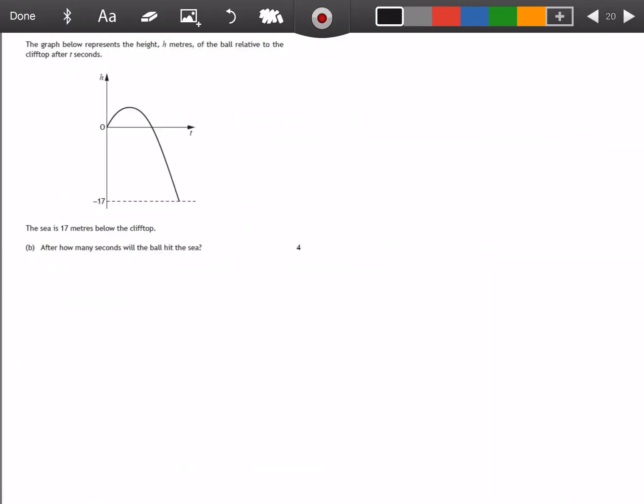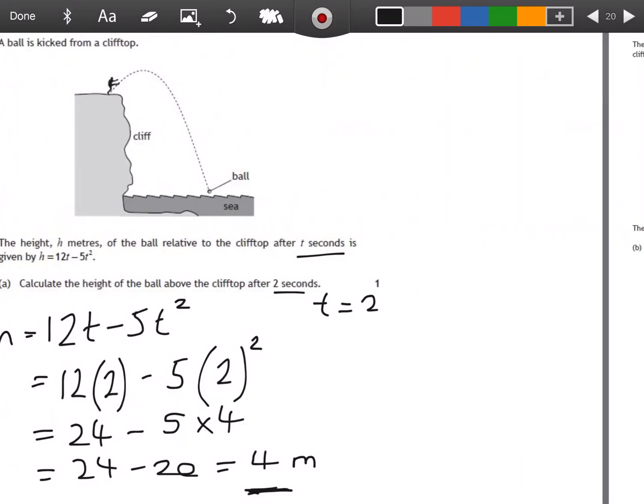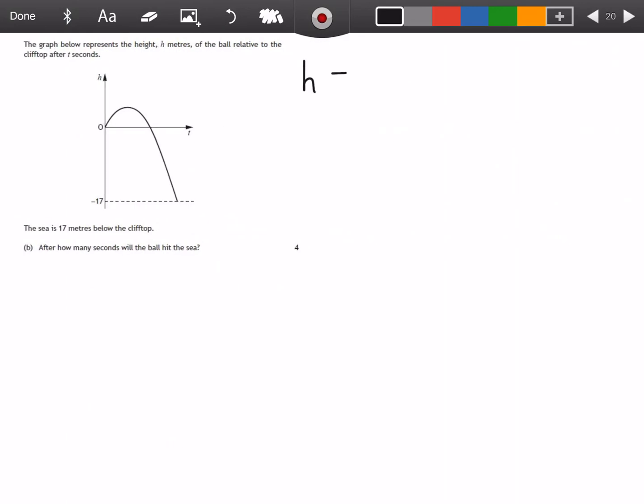Part B. Right, so we've got the graph h after t seconds, right? Okay, it's the same formula, right? Let me just get the formula back again. H equals 12t minus 5t squared. The height is equal to 12t minus 5t squared. That's our formula we're using. Right, and h is the height and t is the time. So it says the sea is 17 metres below the cliff top.